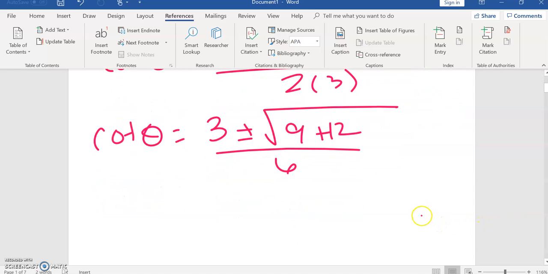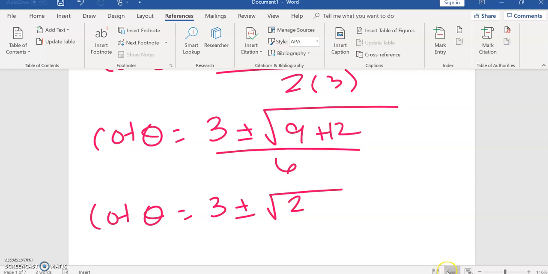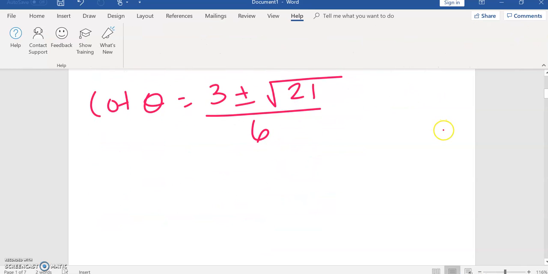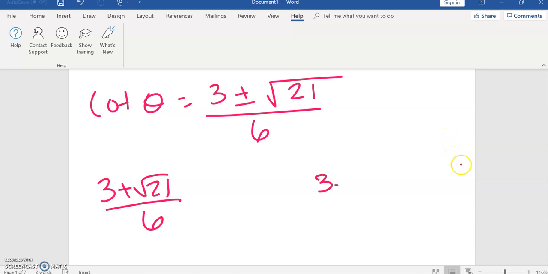Okay, let's see where I am right now. So I'm at cotangent theta equals 3 plus or minus square root of 21 over 6. At this point I have two answers, right? I have 3 plus the square root of 21 over 6 and 3 minus the square root of 21 over 6.